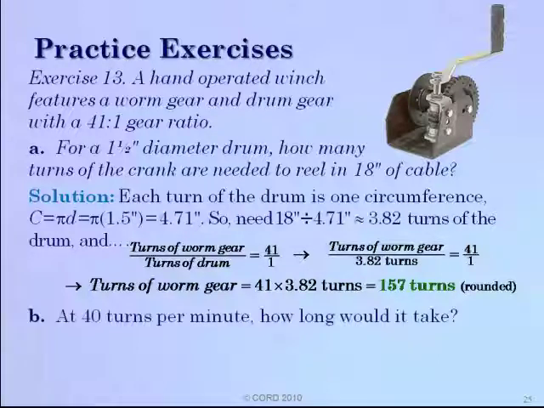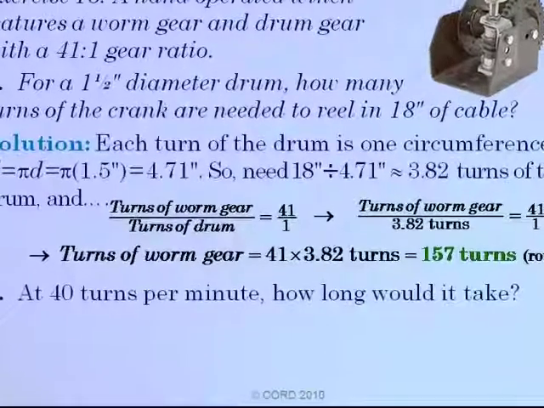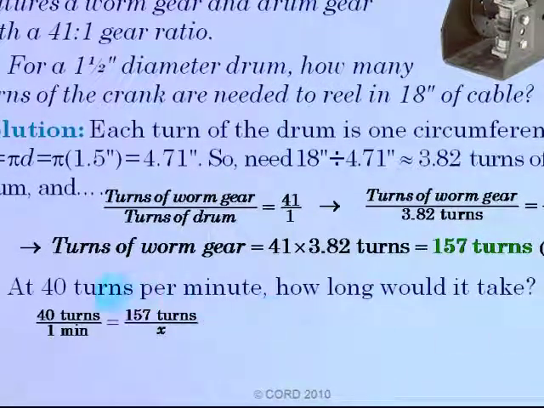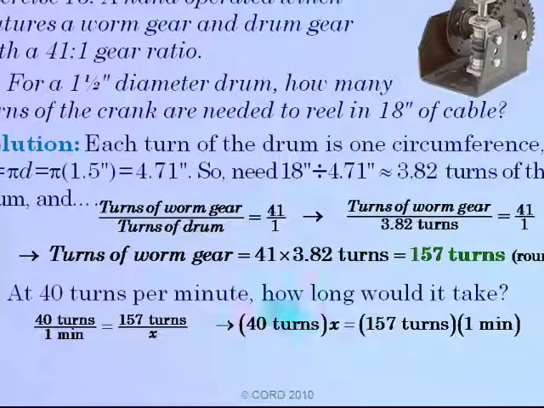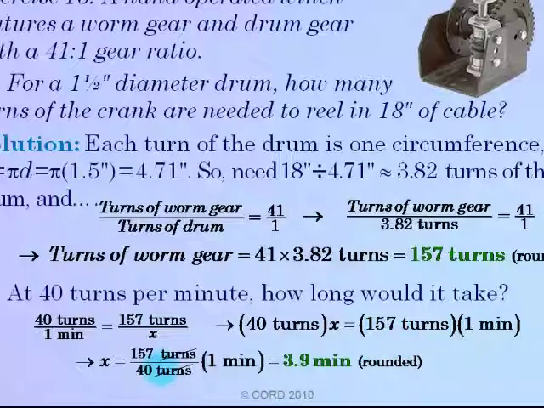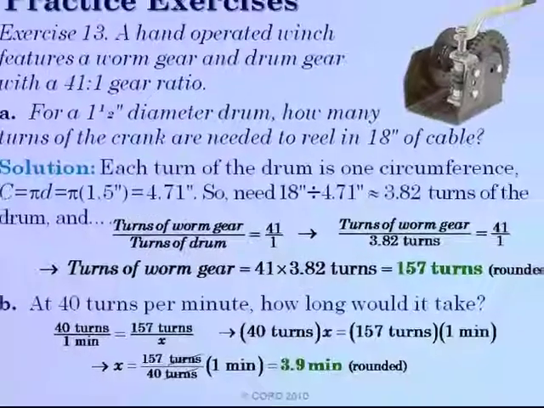So if you can turn that crank at 40 turns a minute, that's really cranking. How long would it take you? Well, 40 turns per minute is another ratio, isn't it? 40 turns over 1 minute equals 157 turns at X number of minutes. And we want to find out what the X is that will make this work. So we cross multiply, get 40 turns times X equals 157 turns times 1 minute. Then we solve for X by dividing both sides by 40 turns. And we have 157 turns divided by 40 turns times 1 minute, and the result will be 3.9 minutes. So it'll take you almost 4 minutes to reel in 18 inches of cable with this worm gear.